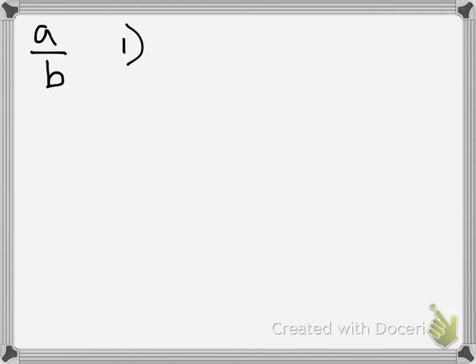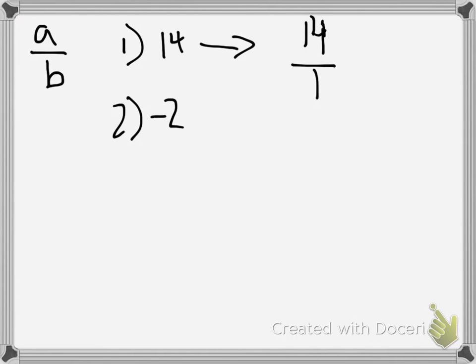Number 1, I'll take the very normal number 14. Can I express 14 in the a over b format? Yes, I can. I'll just take 14 and I'll put it over 1. So now it's a fraction, 14 over 1. The value hasn't changed, and I'm expressing it in the a over b format. So this proves that 14 is a rational number. Can I do it with a negative? How about negative 2? Can I express that in the a over b format? Yes, I can. I'll just put 2 over 1 and include my negative sign, and now I've expressed negative 2 in the a over b rational number format.